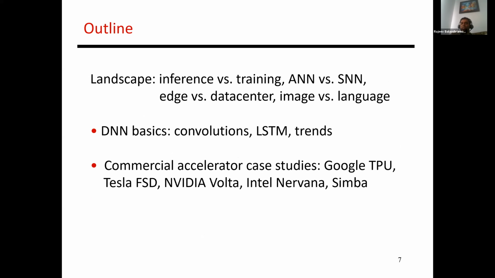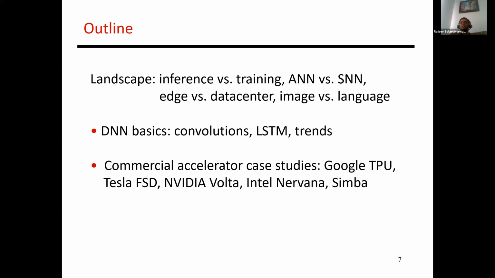Here's the outline of today's discussion. I'm going to start by introducing you to deep neural networks and what they look like. Then I'll spend the second half looking at a number of examples from industry. We can try to understand what the common features are, and whether there is any secret sauce that allows these chips to be much faster at executing deep neural networks.